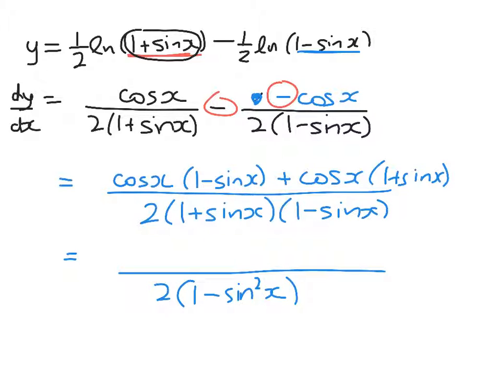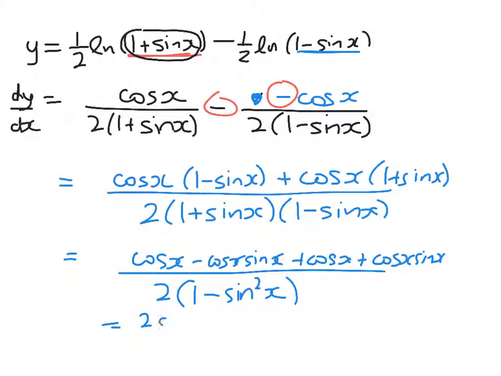And in the numerator, I've got cos of x minus cos x sine x plus cos of x plus cos x sine x. So that equals 2 cos x over 2 times 1 minus sine squared x. Okay, so we're down to here, 2 cos x over 2 times 1 minus sine squared x.